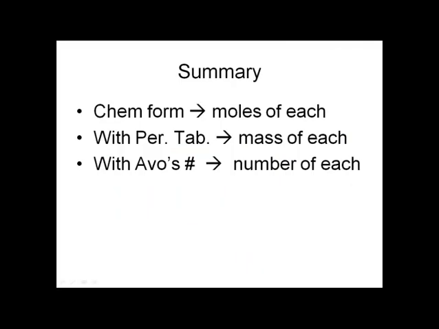In summary, we have seen that the chemical formula tells us how many moles of each element are in a mole of compound. Combining this with the molar mass of an element from the periodic table, we can find the mass of each element in a mole of compound. Multiplying the moles times Avogadro's number, we can find the number of individual atoms or ions of each element in a mole of compound.